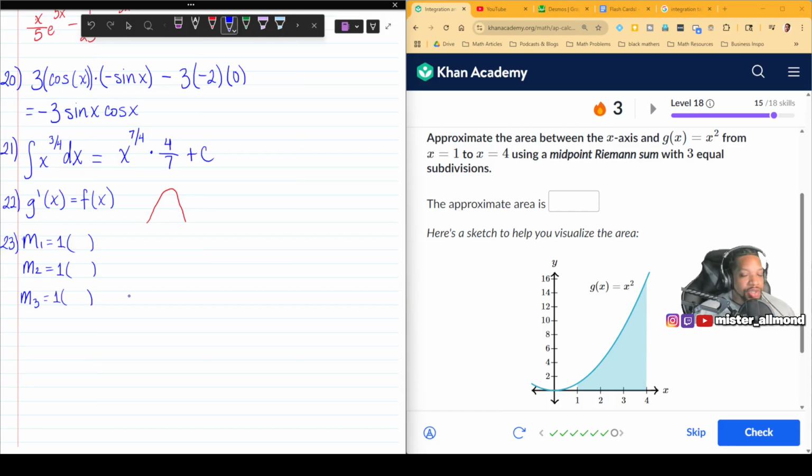Is this AB or BC? So this test right here is BC. This is a BC test.